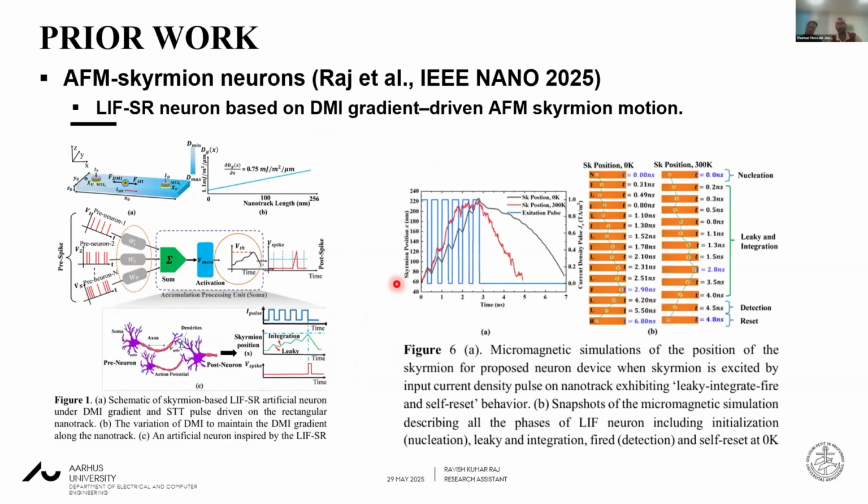Some prior art, which we published in the IEEE Nano conference, is based on the DMI gradient, and these are the results. In the temperature analysis, when the temperature increases compared to zero, the firing shows stochasticity, and it takes less time to fire the neurons. This part was taken up by my master student afterwards.